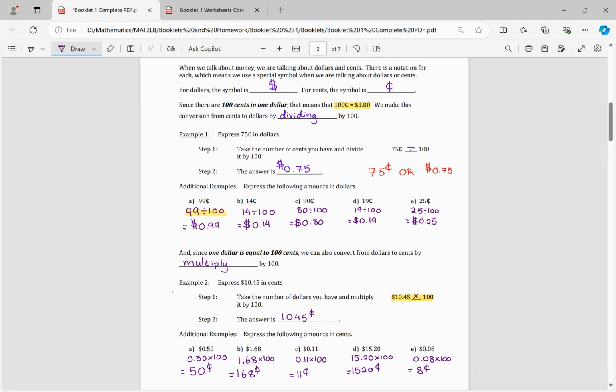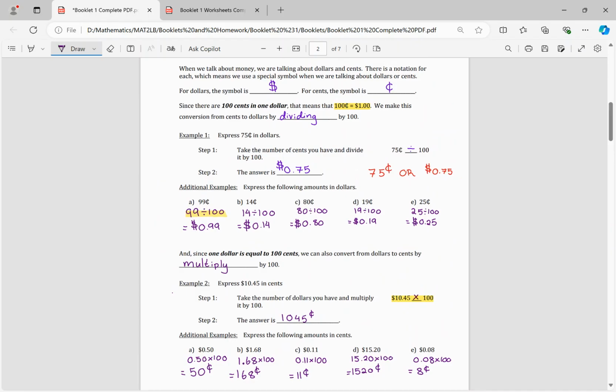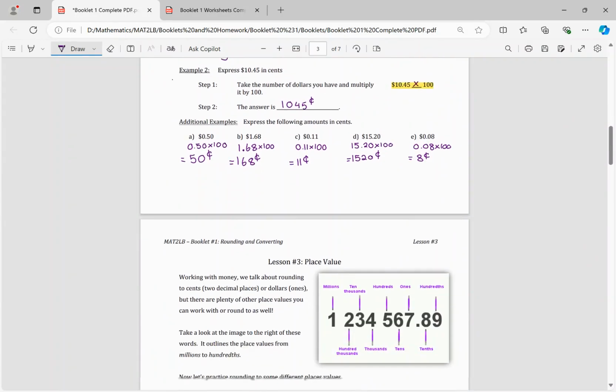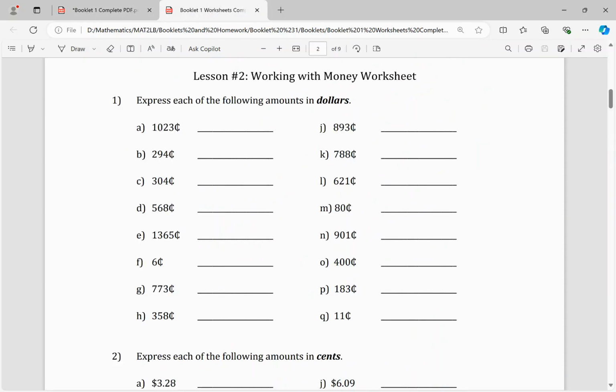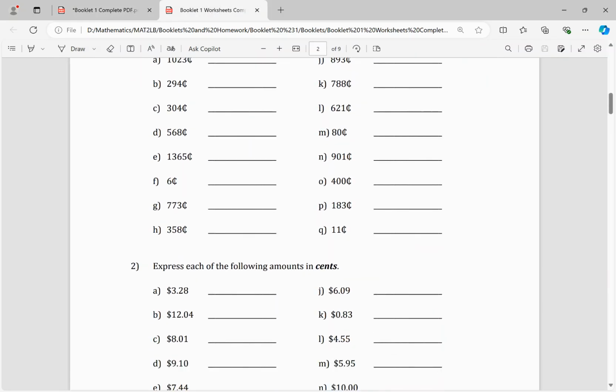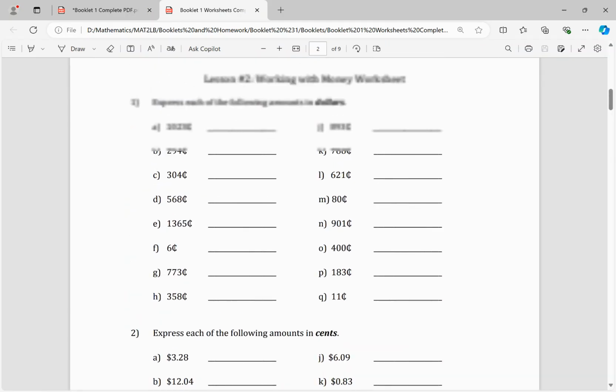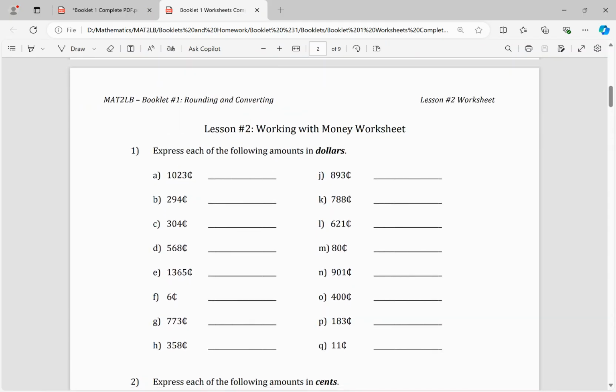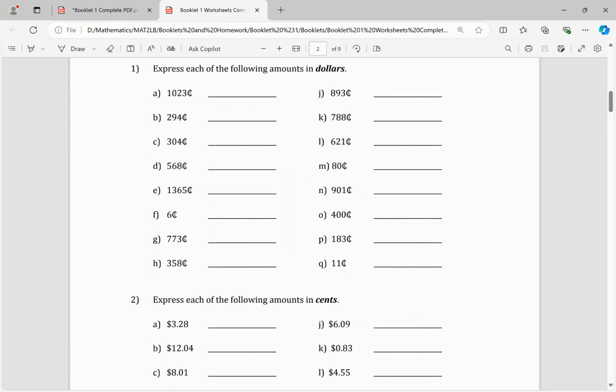So please remember, if you are converting from cents to dollars, you divide by 100. And if you are going from dollars to cents, you multiply by 100. So at this point, please jump to the next page, which is your practice worksheet, and fill out these questions as extra practice before continuing on to the next lesson. Thank you.